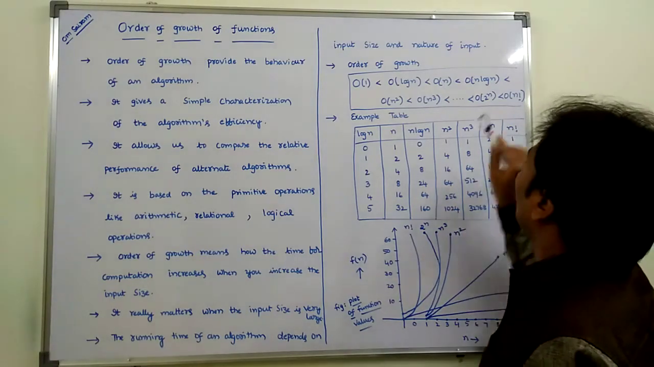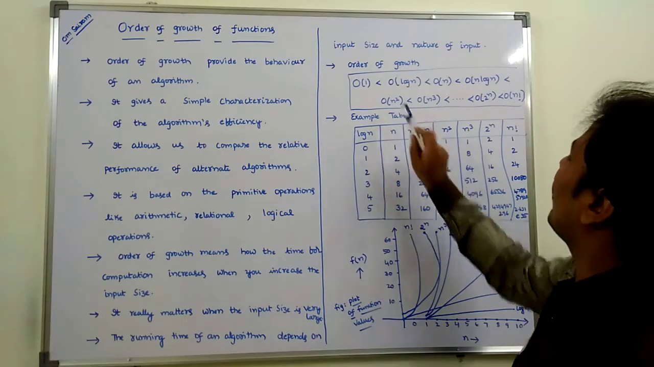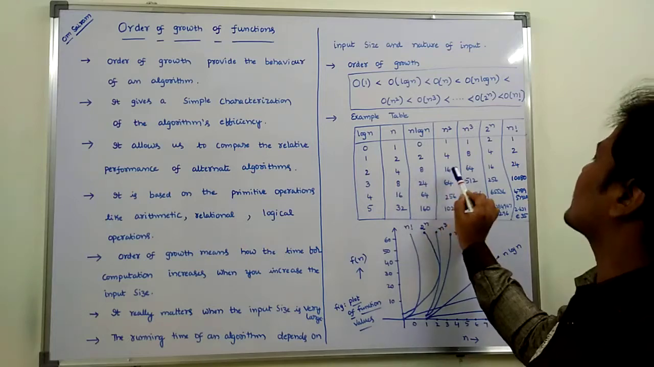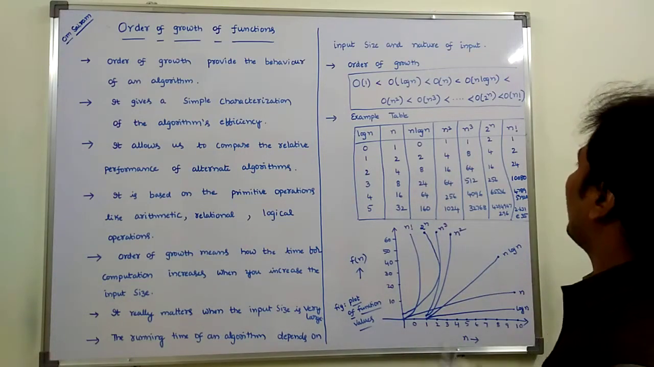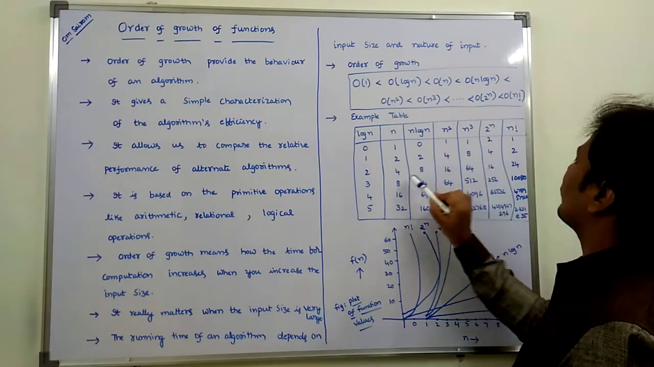Next one, big O of n log n value is 8 and big O of n square value is 16. Okay, 8 is less than 16. Condition is also true. Next, big O of 2 power n. So n is equal to 4.